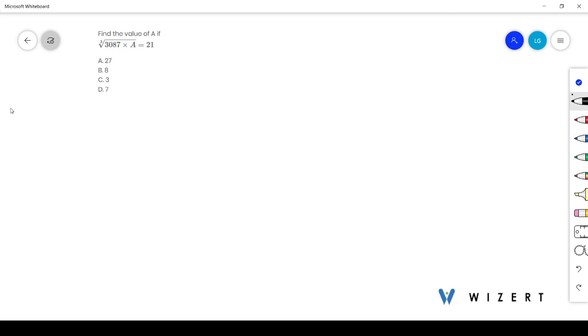Our question is, find the value of A if cube root of 3087 into A equals to 21. Rewrite this: cube root of 3087 into A equals to 21.